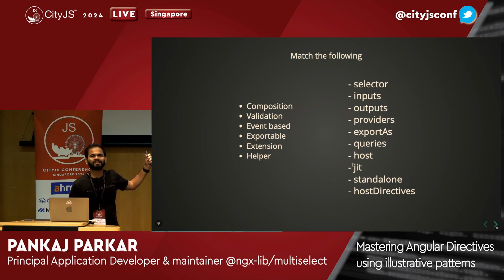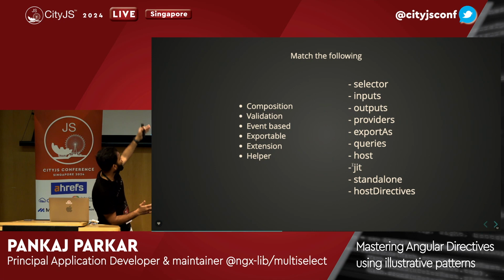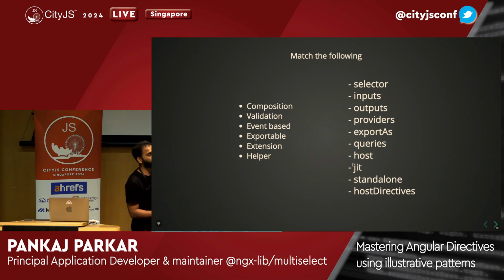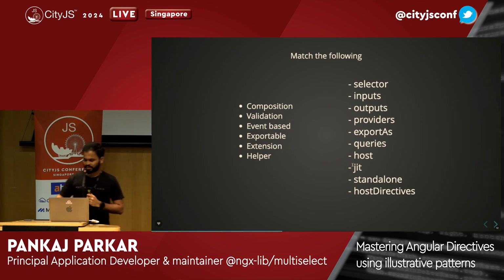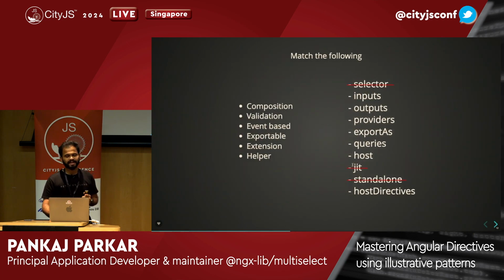So what will happen is, while learning this, when you define any directive, you see what category it matches to and then try to use those properties the way you want to use them. Out of that, selector, JIT and standalone are very general attributes, so we are not going to cover them. We are going to see all the other properties.